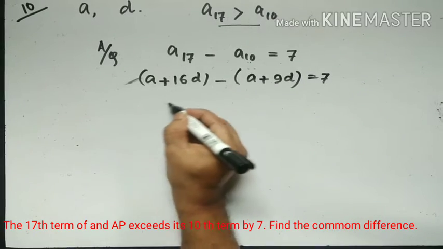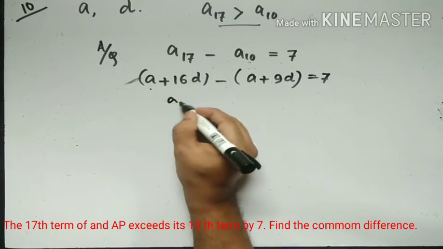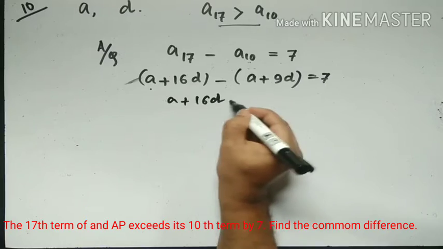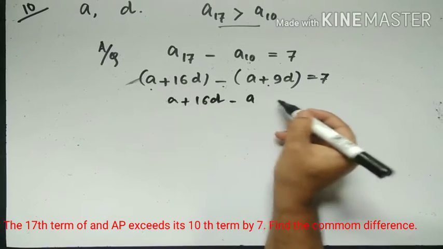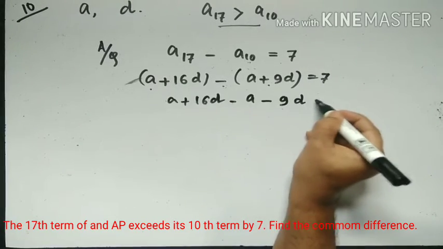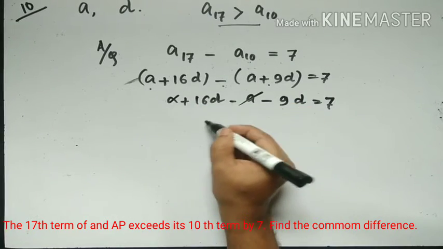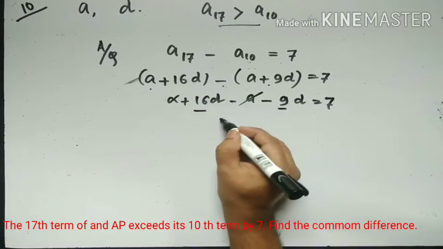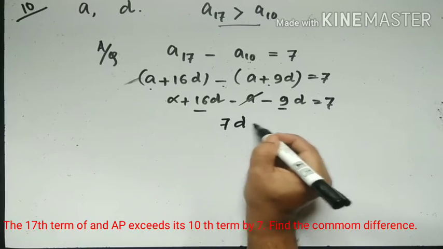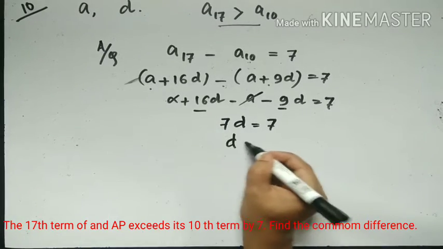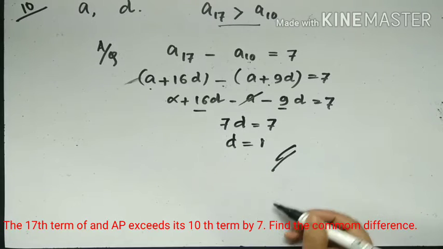Now, from this, A plus 16D minus A minus 9D equal to 7. So plus A and minus A cancel. So 16D minus 9D, that will be 7D equal to 7. So D equal to 1. So this is the common difference of that particular AP.